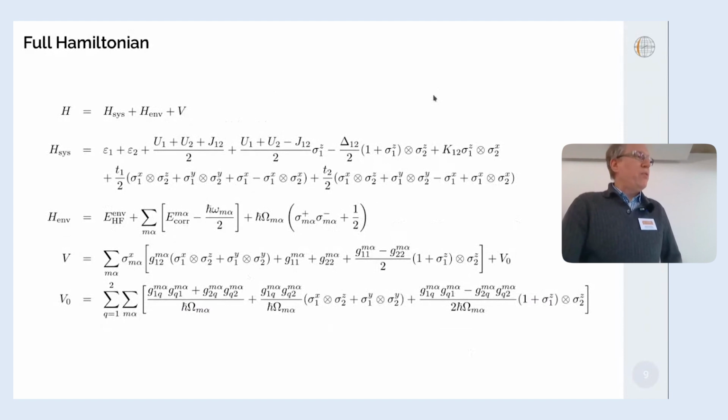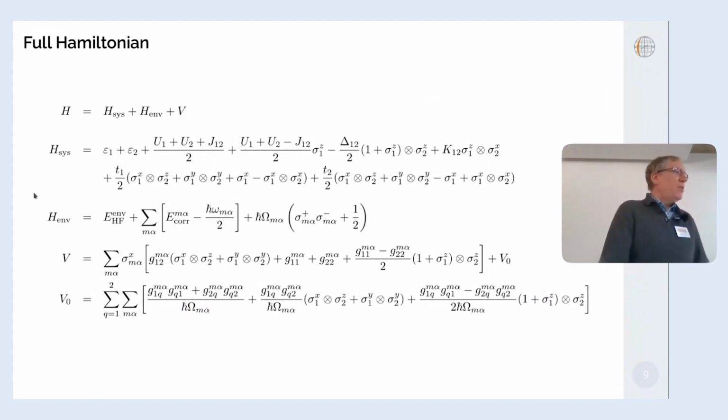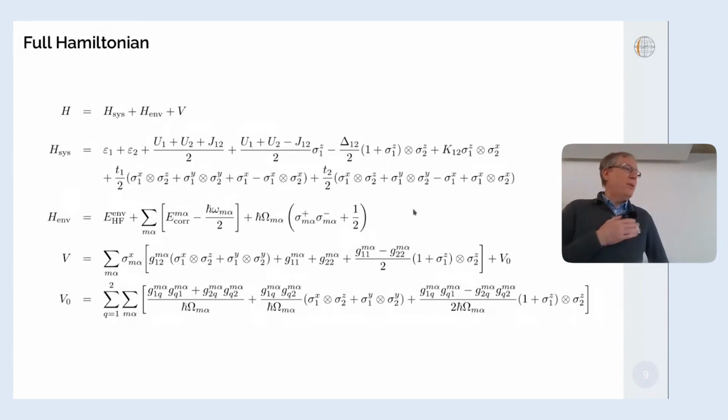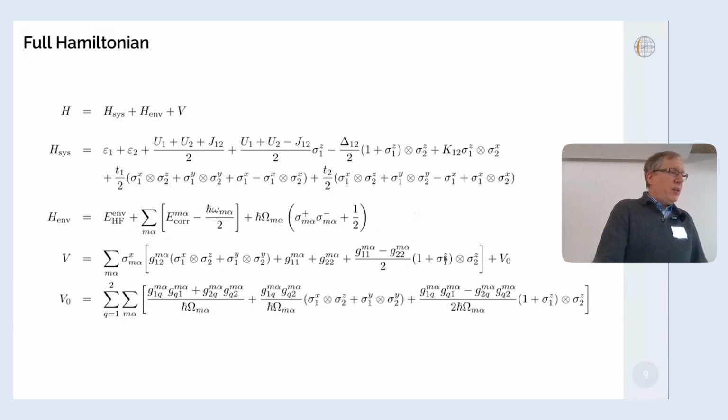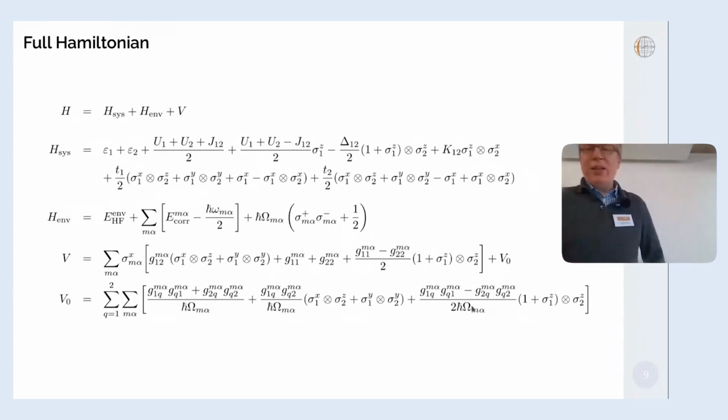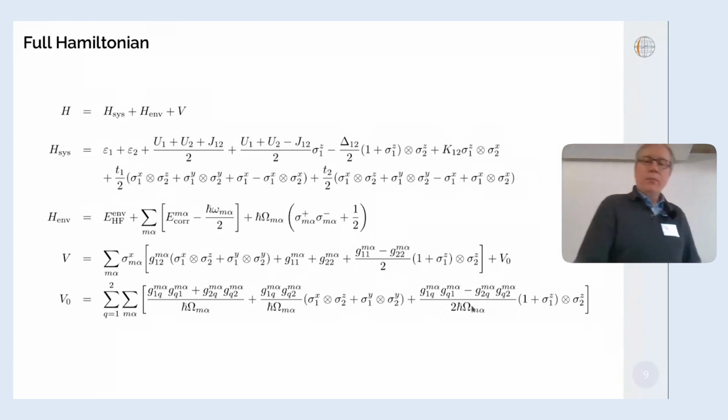So basically this is a summary of the full Hamiltonian. We have three terms: system, environment, and interaction. System requires 2 qubits, environment requires many qubits, depending on how many transitions you want to keep. Interaction includes these products of 3 qubit operators, sigma x from the environment and some operators from the system. And V0 is some correction term, which is not so important, I skip it for the moment, but it is there.